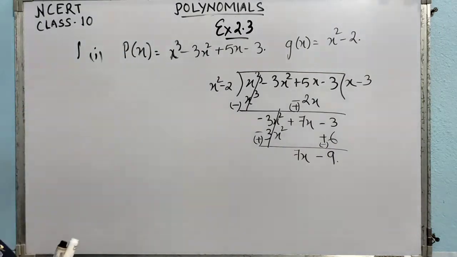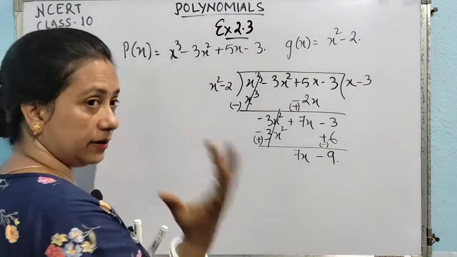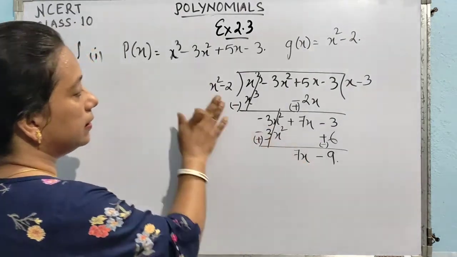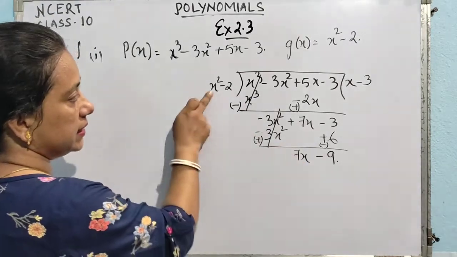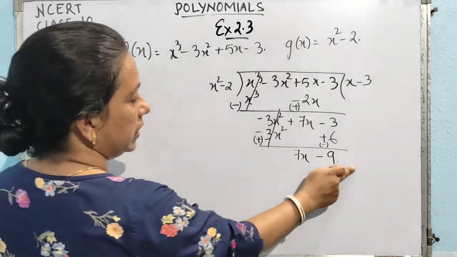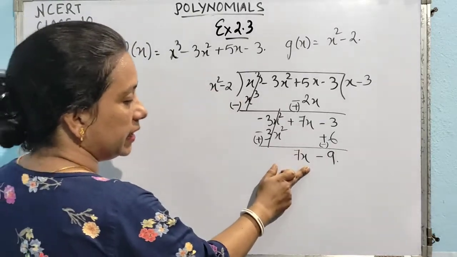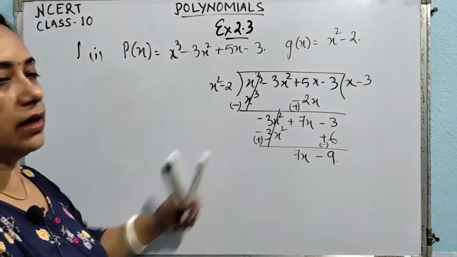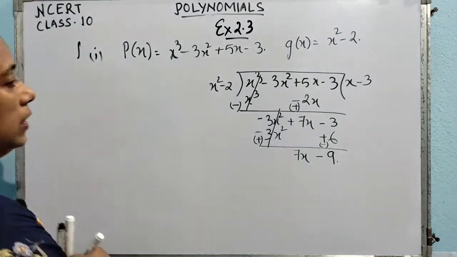Now see, according to the division algorithm, what we know is that the remainder will be 0 or the degree of the remainder has to be lesser than the degree of the divisor. See, here it is x, here it is x square. So the degree of this one is 1 and the degree of this one is 2. Since the degree of the remainder is lesser than that of the divisor, here we have to end up the division procedure.